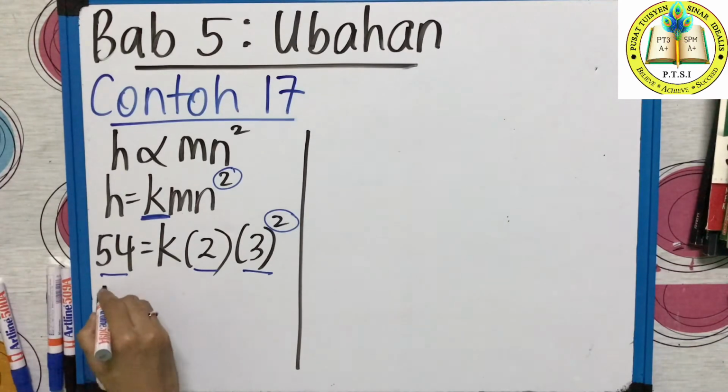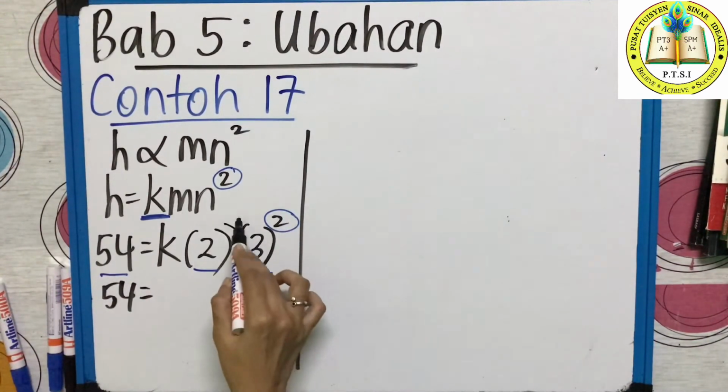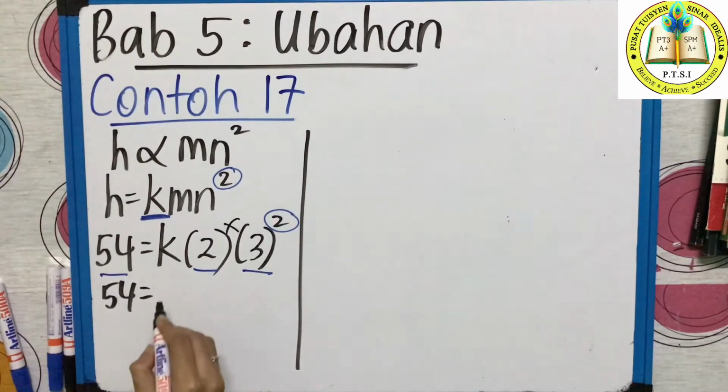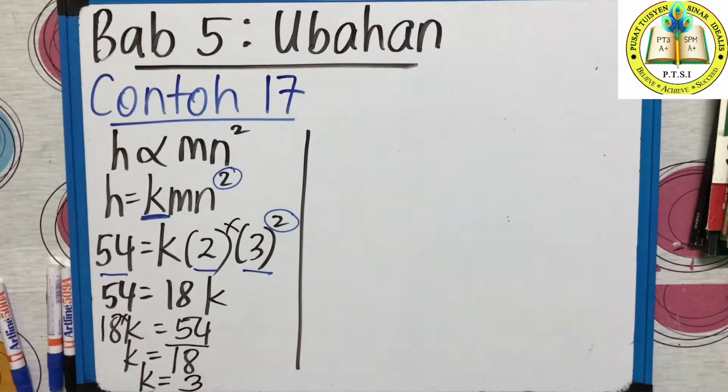Very easy. 54 sama dengan, okay, 3 kuasa 2, 9. 9 kali 2, 18. So kamu dapat 18K. So if you want to find the K, what must you do? 18K teacher bring here, 54 go there. So you want to get the K times 18, go there will be divide 18. So nilai K sama dengan berapa? You already get the K value. K sama dengan 3. Finish.